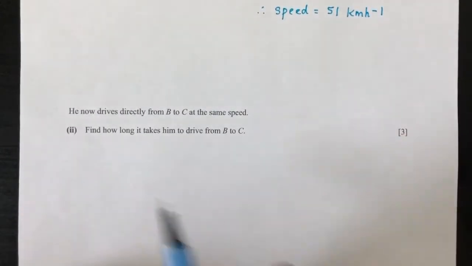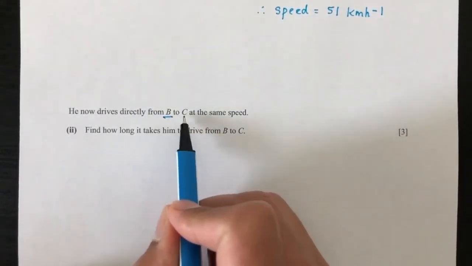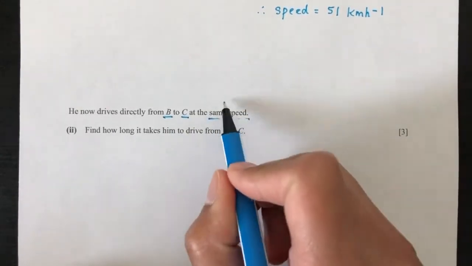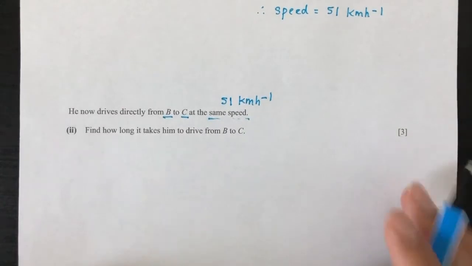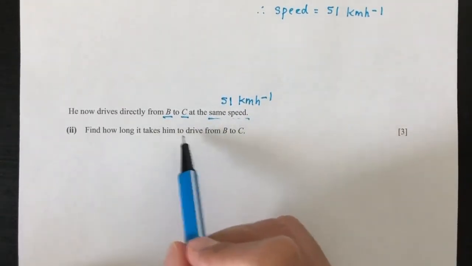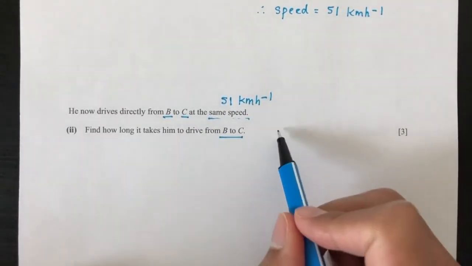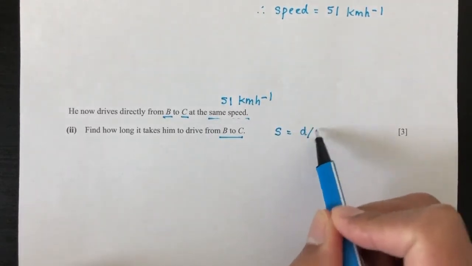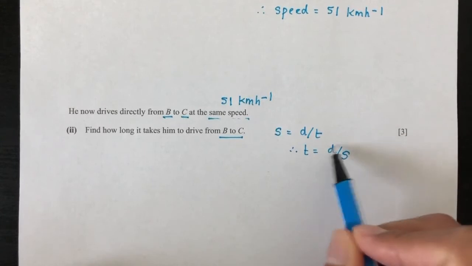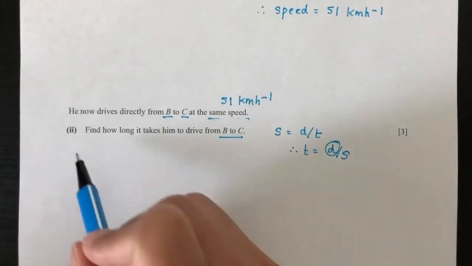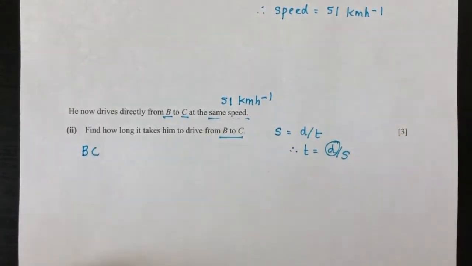Now for part 2, he now drives directly from B to C at the same speed, which is 51 km per hour. Now part 2, find how long it takes for him to drive from B to C. So speed is equal to distance divided by time. So time is equal to distance divided by speed. So we still have to find the distance. So what is distance of BC?